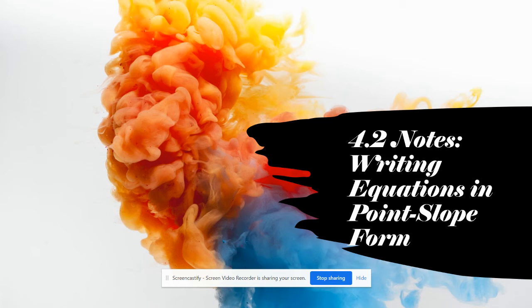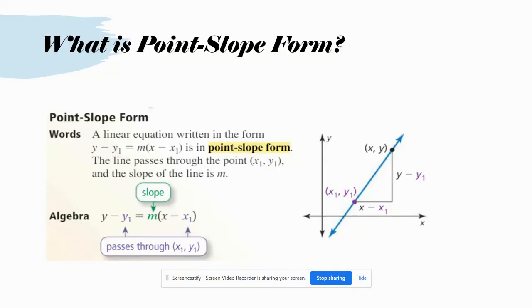Welcome back, everybody. We are going to work on section 4.2 today using point slope form. Point slope form is this equation here. The key for this is if you're given a point and you're given a slope, then you use point slope form. We only ever replace the y1, the m, and the x1. Notice that we left y minus and x minus in there.